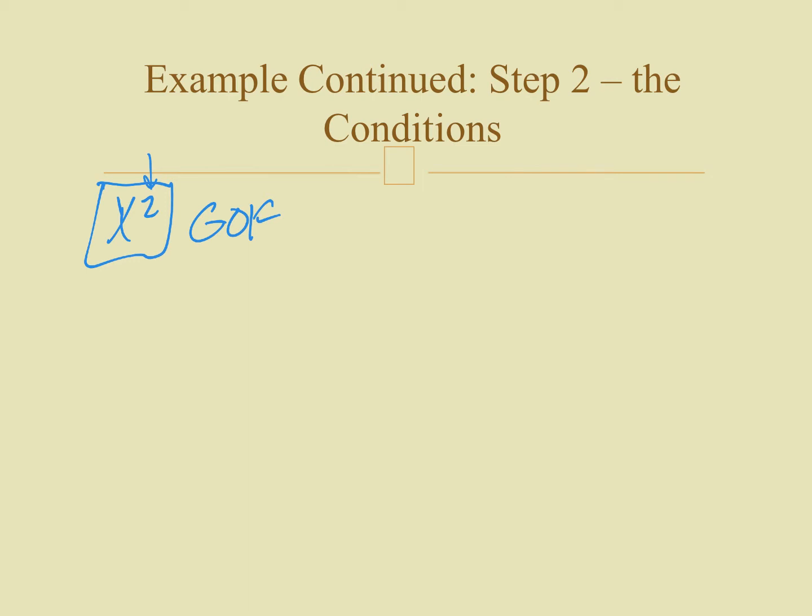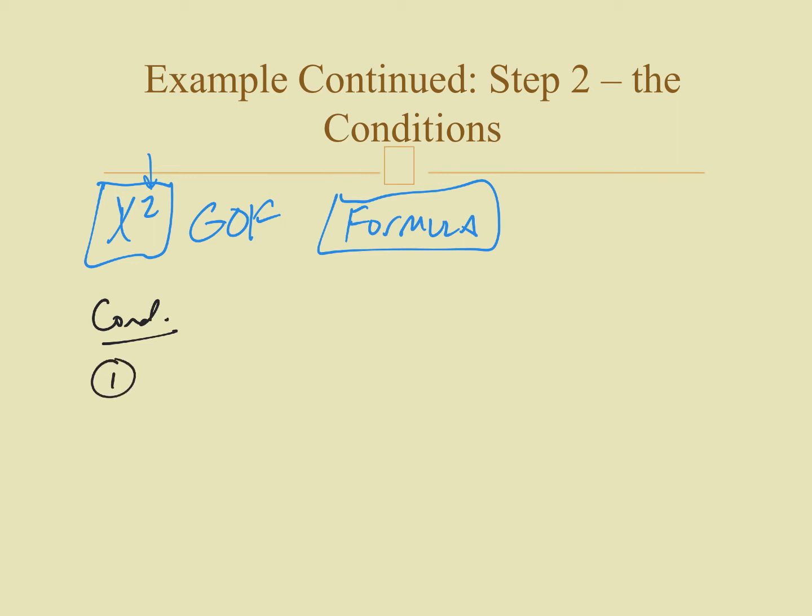In this unit, because we use the same formula throughout, it's probably a little easier to just write the formula each time to identify the test, which we'll get to shortly. But for right now, getting into the conditions, the first condition, not surprisingly, is simple random sample.